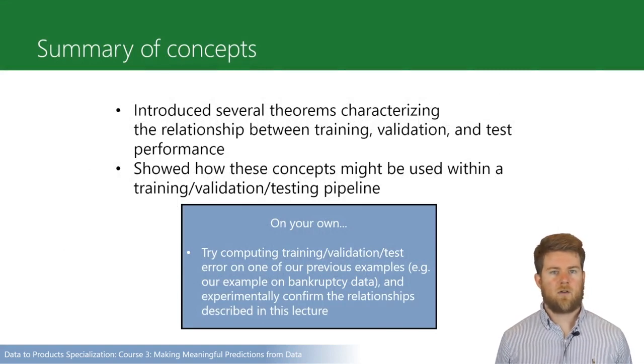Okay, so in this lecture, we just introduced several theorems that characterize the relationship between training, validation, and test performance, and we showed how these concepts might be used within a training, validation, and test pipeline. On your own, I would suggest trying to implement not quite the entire pipeline, but at least to compute the training, validation, and test error on one of our previous examples, for example, in our bankruptcy data, just to experimentally confirm that these theorems, as I've described them, really do hold in practice.